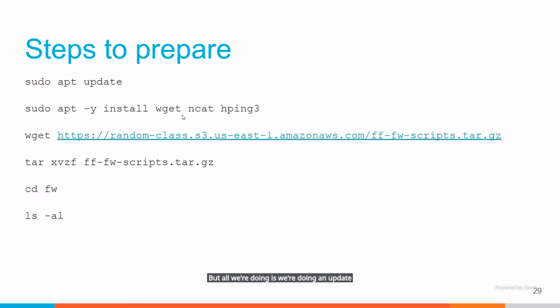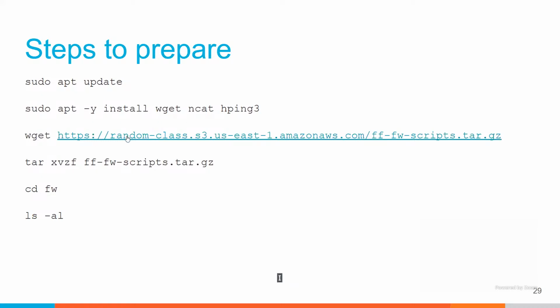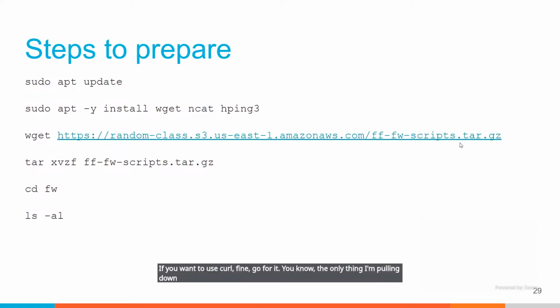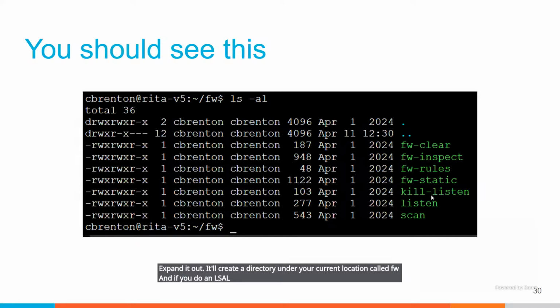The three tools we need are ncat and hping3. I pull down wget just because I'm using that in the command here. If you want to use curl, fine, go for it. The only thing I'm pulling down wget for is just to pull down this tarball. If you want to use curl for that instead, go for it. Expand it out. It'll create a directory under your current location called FW. And if you do an ls -al in that directory, you should see something like this.